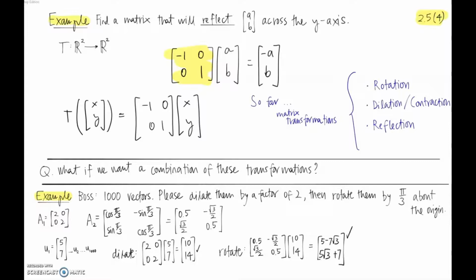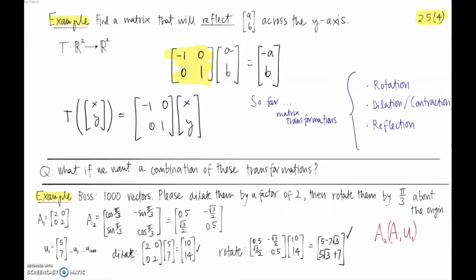Okay, and that's it. I did the first vector. Now I just have to run through all the other vectors. So what I essentially did is took my vector, u1, and multiplied it first by that dilation matrix. And then once that was done, the vector that resulted from that, I multiplied my rotation matrix by that.